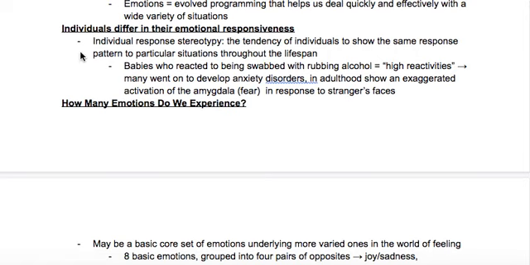Individual response stereotypy is the tendency of individuals to show the same response pattern to particular situations throughout the lifespan. Babies who reacted to being swabbed with rubbing alcohol have high reactivity, and many went on to develop anxiety disorders in adulthood, and as adults showed an exaggerated activation of the amygdala, which is associated with fear, in response to strangers' faces.